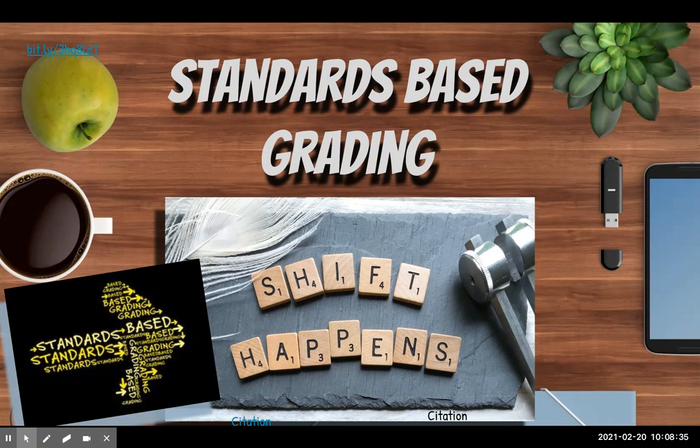But we come to find out that teachers like to grade things differently. They add in behavior, they add in missing assignments, they add in all these things that can bring the student's grade down. Okay, so let's kind of talk about that.